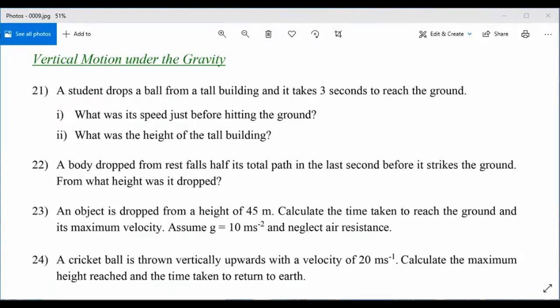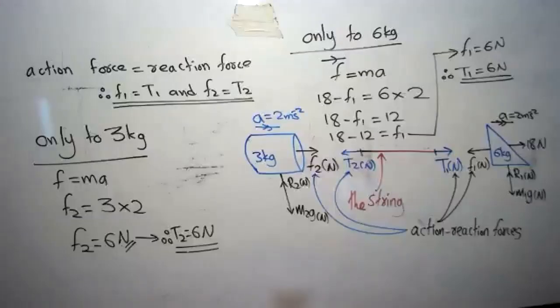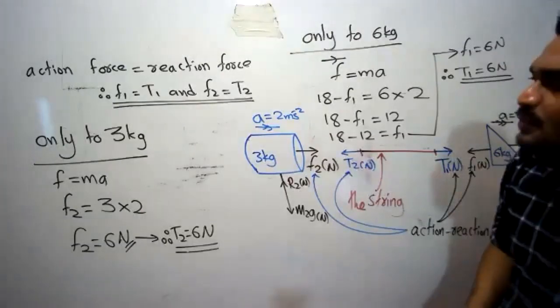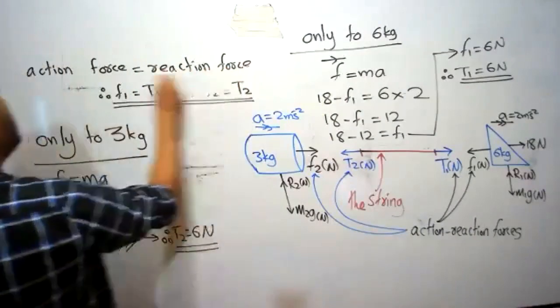Right, thank you very much, dear. I would like to use my normal whiteboard for the question. What is the meaning of drop here? An object is dropped means what is the initial velocity of the object?